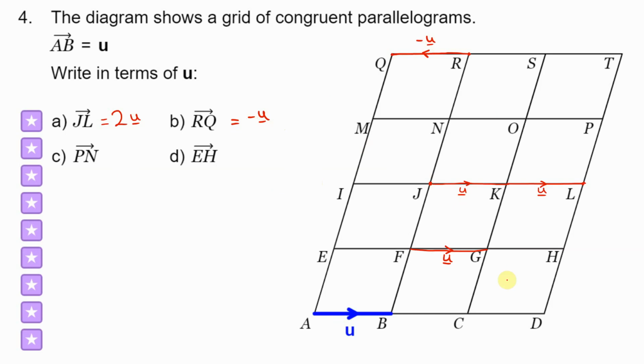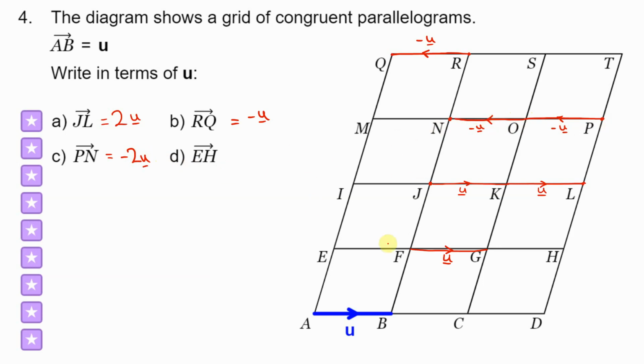PN. Let's have a go at finding where P is and where N is. So this is my starting point. You always start on the first letter and then end at the second. So if I go back one block, we've said before that's going to be minus U, and I need to go back another block. So the answer to this would be minus 2U. I've gone to the left 2 blocks.